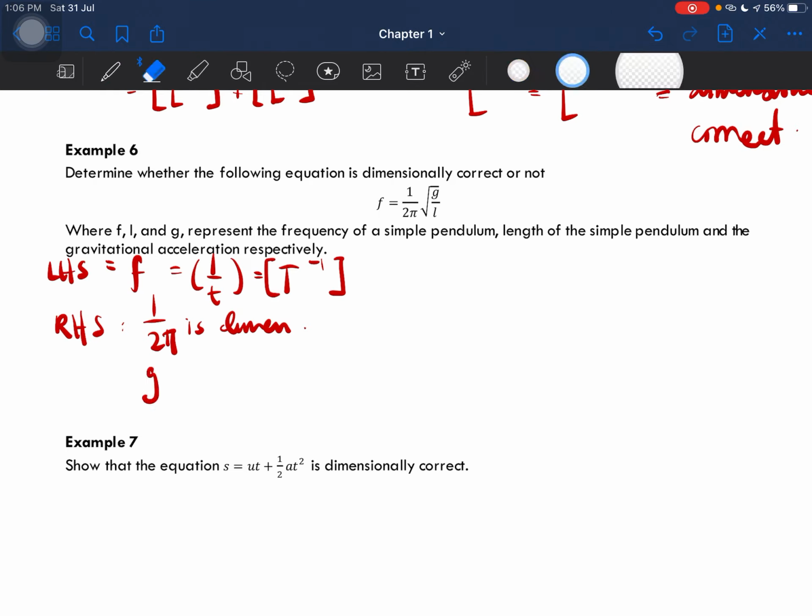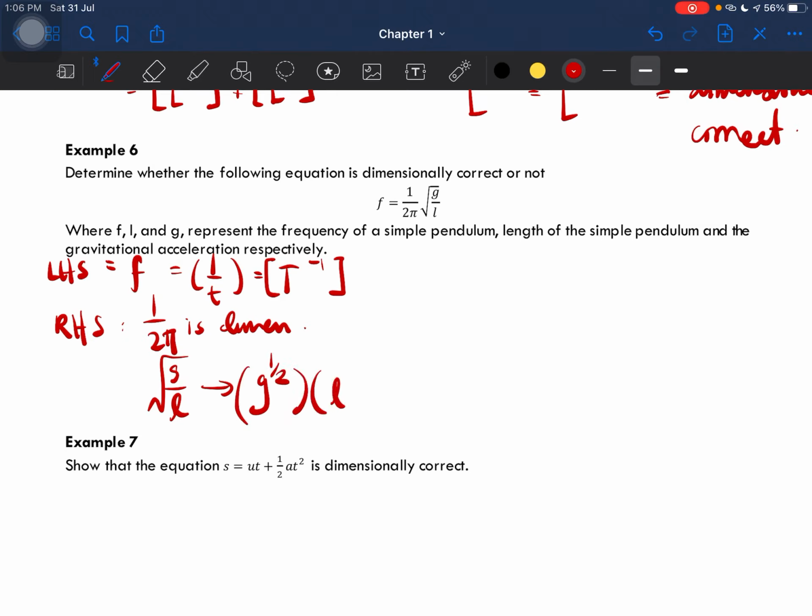G over L, square root of G over L. We convert this in terms of square roots, all of it in indices, I think indices. So 1 over 2, and then we have L, which is negative 1 over 2. Okay, so why is it negative? It is because it is per length, it is under the fraction.